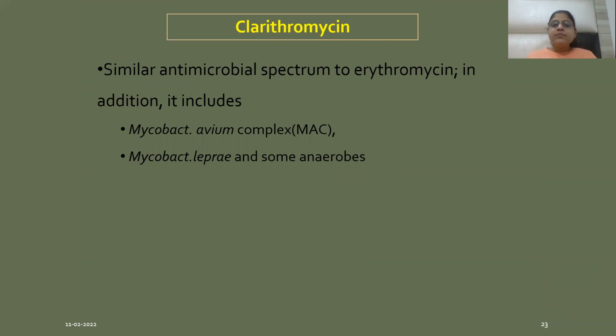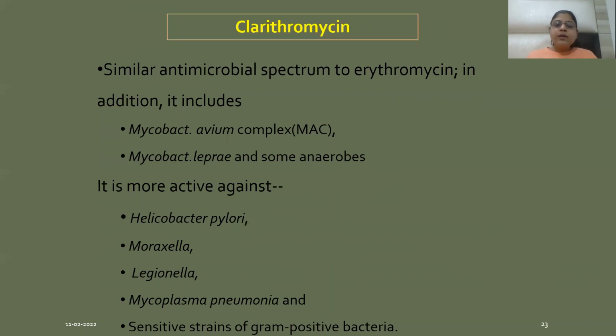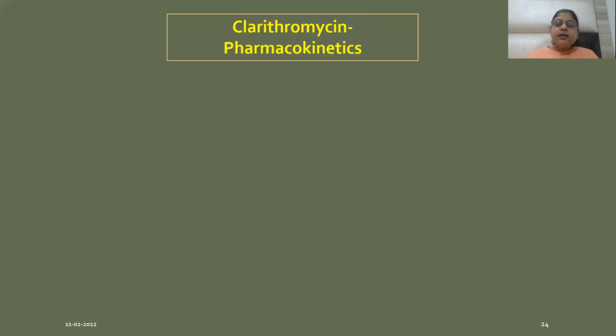Clarithromycin is effective against Mycobacterium avium complex and Mycobacterium leprae and other anaerobes. It is more active against Helicobacter pylori, Moraxella, Legionella, Mycoplasma pneumoniae, and sensitive strains of gram-positive bacteria. Clarithromycin pharmacokinetics: it is stable and it is rapidly absorbed.